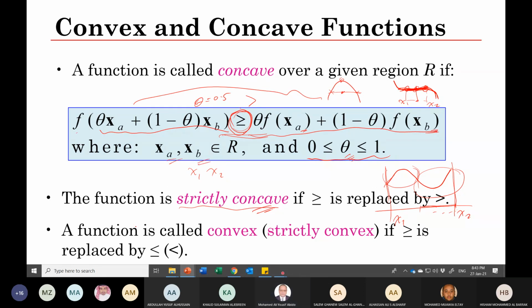Okay? Okay, doctor. Did you get the point? Yes, but is theta arbitrarily chosen? Yes. Okay, now it is very clear.